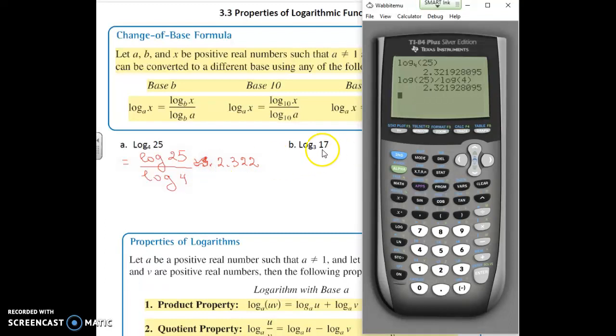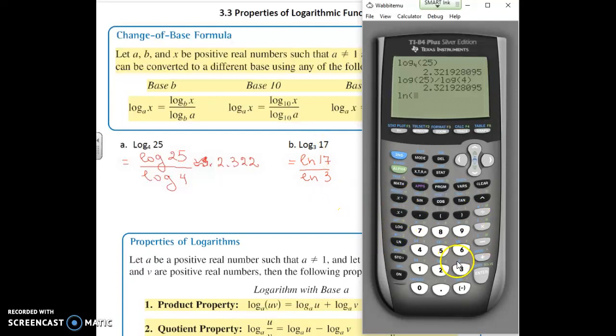To evaluate the next one, log base 3 of 17, let's try that with the natural logarithm. This is equal to the natural log of 17 over the natural log of 3. Note that we can do this with any other base. For the most part, the other base is not going to be any helpful. The reason why we normally use base 10 or the natural log is so that we can input it in the calculator. All right, so let's try this on the calculator too.